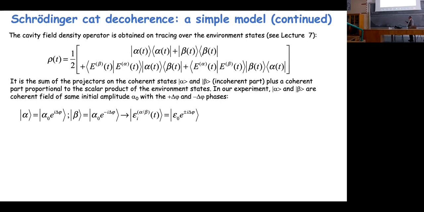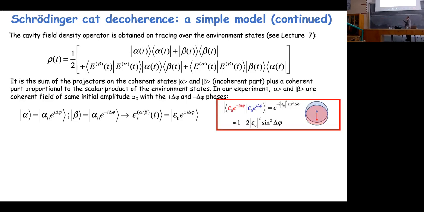And now what we have to do is to express this knowing that alpha is equal to alpha naught e^(i delta phi), beta is alpha naught e^(-i delta phi). And so the small fields in the environment are epsilon naught e^(±i delta phi). And it's a linear coupling. The amplitude in the environment is proportional to the amplitude of the field, and the phase is the same because it's just a linear coupling of the field in the mode with the environment.